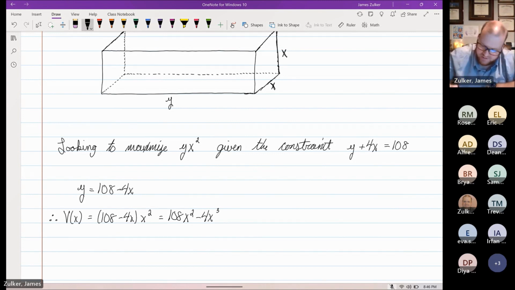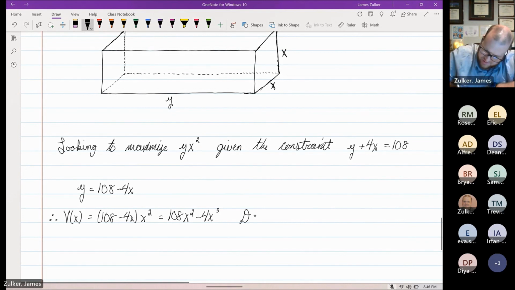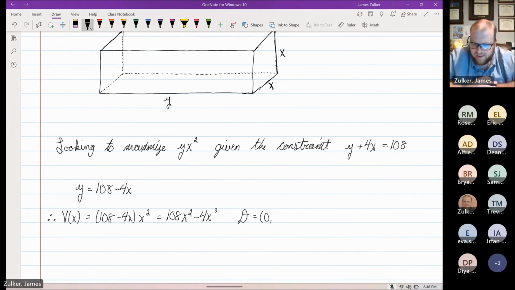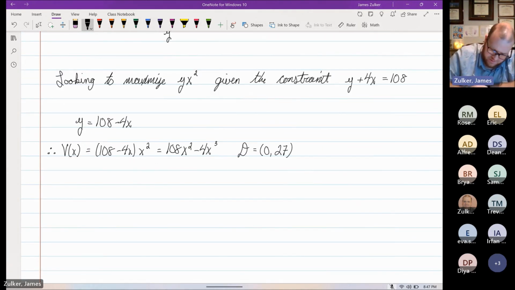We need a domain. It's going to be 0 to 108 over 4, which is 27. Let's go ahead and take its derivative.